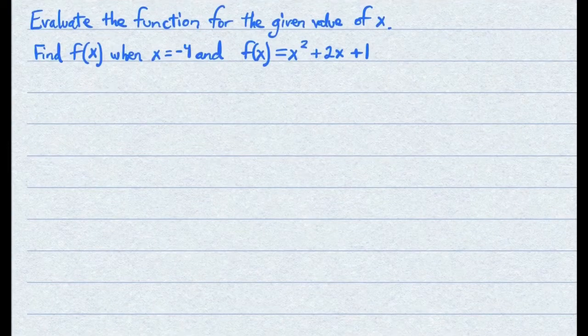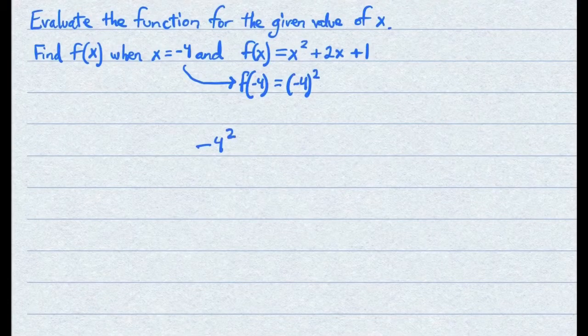Continuing from the last video, let's say you have -4 this time. It's going to be the same process. Just replace every x with -4. And here's why you want to write -4 in parentheses.